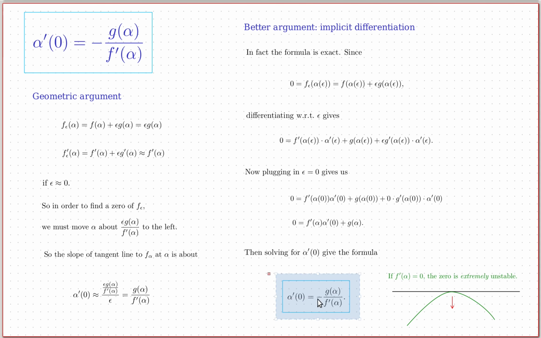Notice that this formula suggests that if f prime of alpha were 0, then the function would be extremely unstable at that point, right? So here's a picture where we have, for example, a parabola whose vertex just touches the x-axis at that point, and therefore the derivative at that 0 is 0. And you can see that this is extremely unstable because if you were to just perturb this function a little bit by, for example, pulling it down just a little bit, suddenly it would have no zeros at all, right? So that would be a huge change from having a 0 at alpha to having no zeros anywhere in the vicinity.